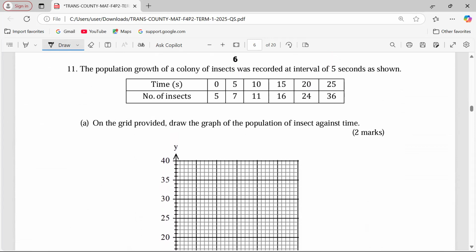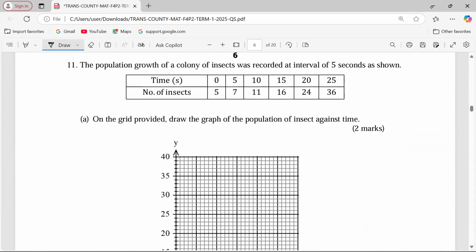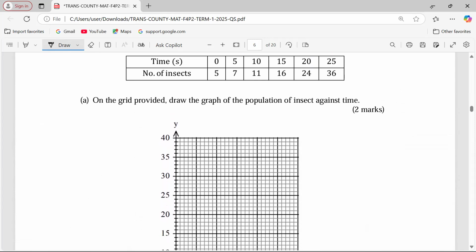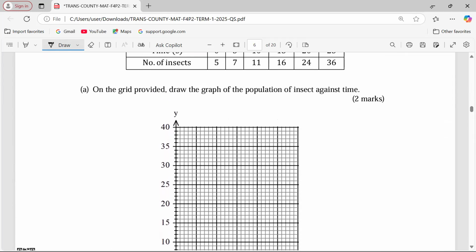Now we are in number 11. The population growth of a colony of insects was recorded at intervals of 5 seconds as shown. So initially it was 5. After 5 seconds, they went to 7. After 10, we had 11, like that. You can see the table there. On the grid provided, draw the graph of the population of insects against time.